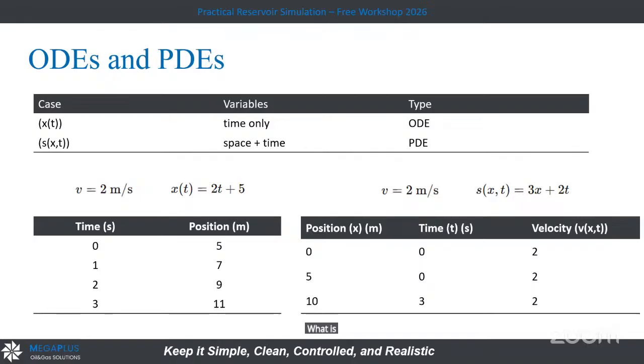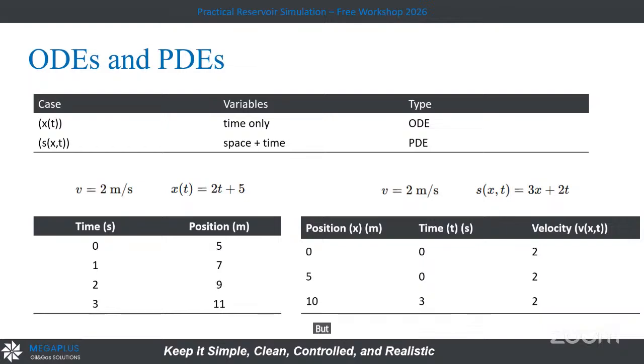What is a differential equation? As an example, we all drive cars, and velocity equals distance over time. But in modeling, we don't call it like that. We call it the rate of change of distance related to the rate of change of time. It's the same terminology. So this is called an ordinary differential equation.